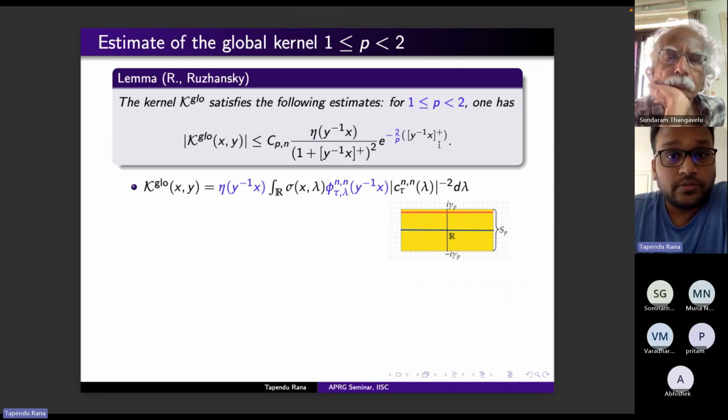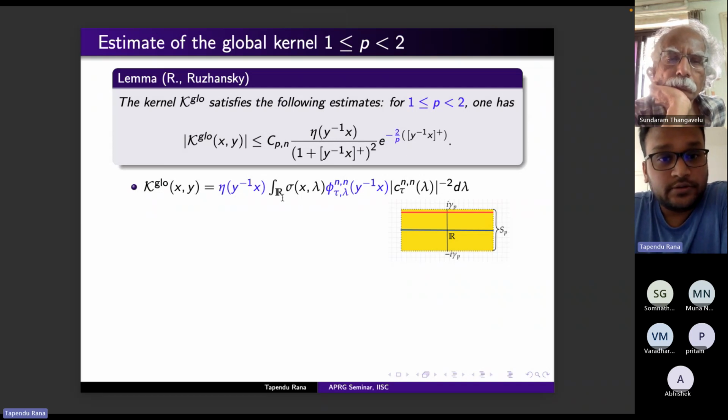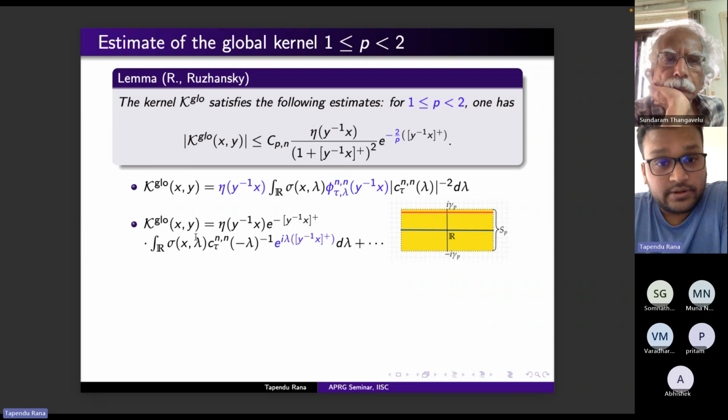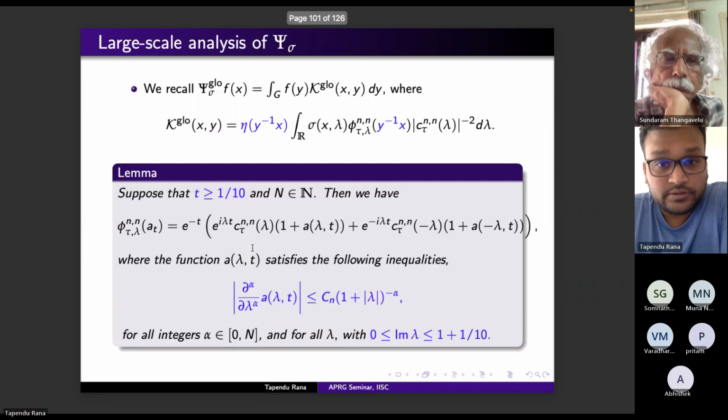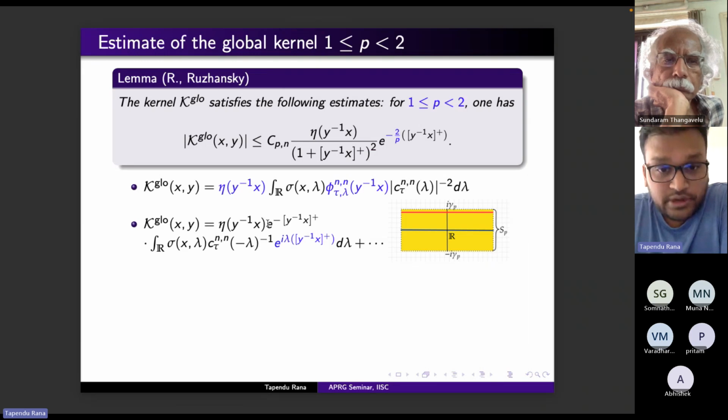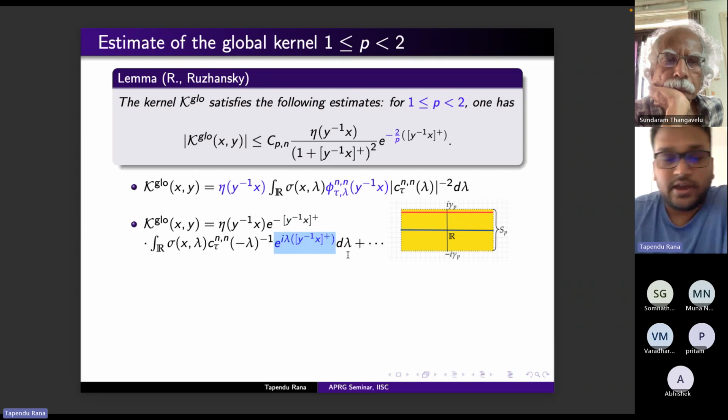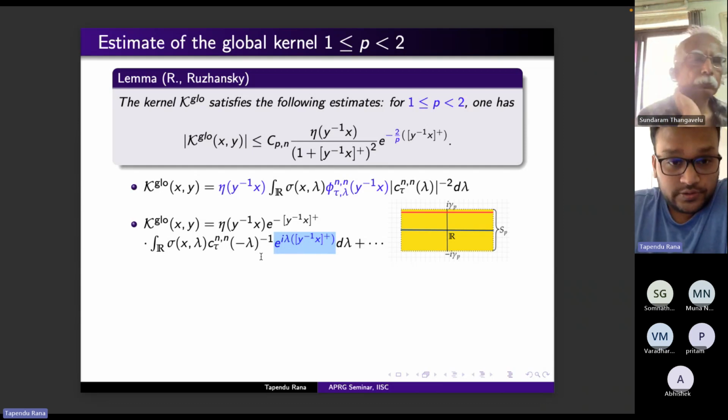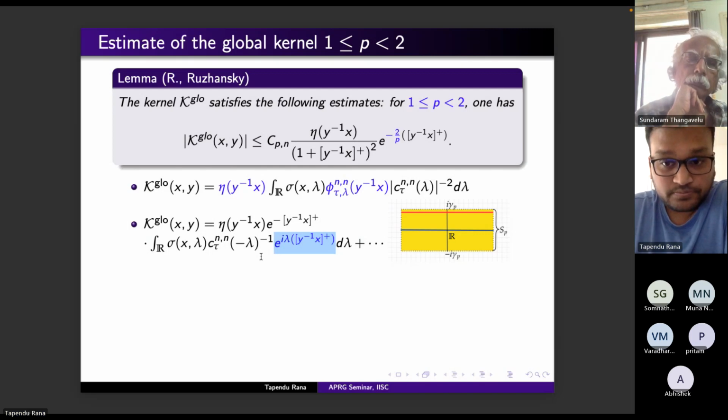All right, and to get this estimate, what we did is plug in the spherical function expansion into the kernel expression, and then you can see. So this is your e^{i lambda t}, and this is the minus t, and from that you will get back this e to the minus y inverse x plus, and this is your e^{i lambda y inverse x plus} d lambda, and there are also other terms. We can forget about that for the time being. Now we are prepared to use this holomorphic property of the symbol.